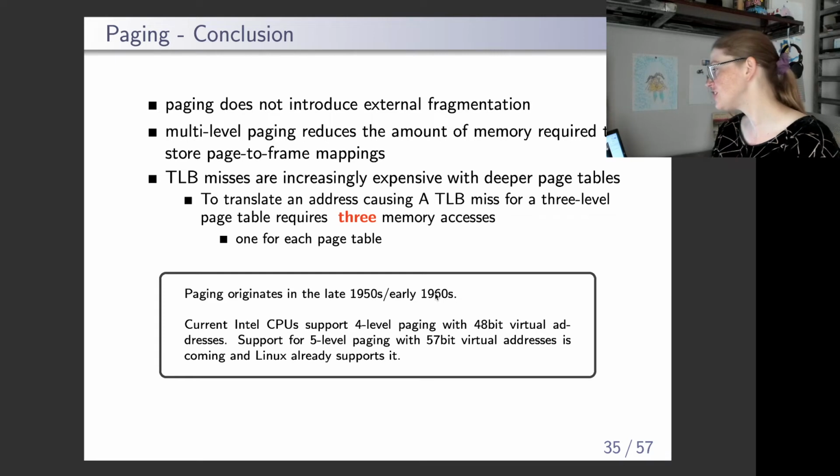Now, if you're curious to know a little bit about the history, paging has actually been around since the late 1950s. This is not a new idea by a long stretch. That doesn't mean we had the hardware or software to support it back then, but the original papers are from the late 50s. Now, as I mentioned before, we currently use 4-level paging, but Linux has actually introduced support for 57-bit virtual addresses, which would actually require 5 levels of paging.